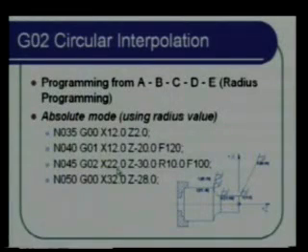Then X22.0, Z minus 30.0, and radius of 10.0, F100. Feed rate has to be specified. If I don't specify this feed rate, it will take the same feed rate that is present in the previous. So normally when it is taking a circular interpolation, it is a good habit to reduce the feed rate. Then after the circular interpolation is completed, we will retract the tool to go to the starting point.